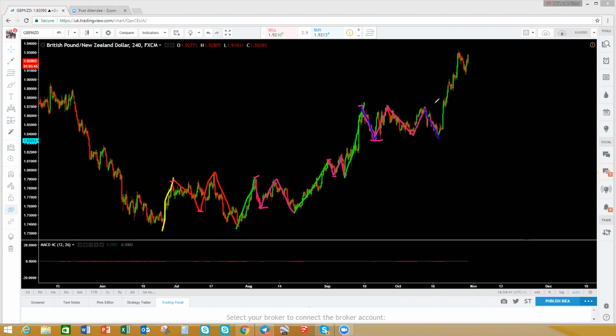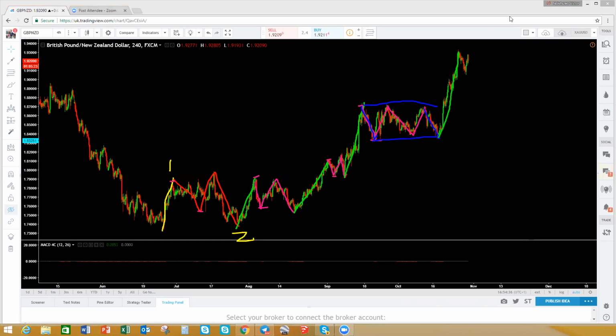Impulse, another impulse within this correction. And then after doing that, we got the green impulse. Okay, so now how do we label this? Let's do that. So now I've got an impulse, wave 1, correction, wave 2.